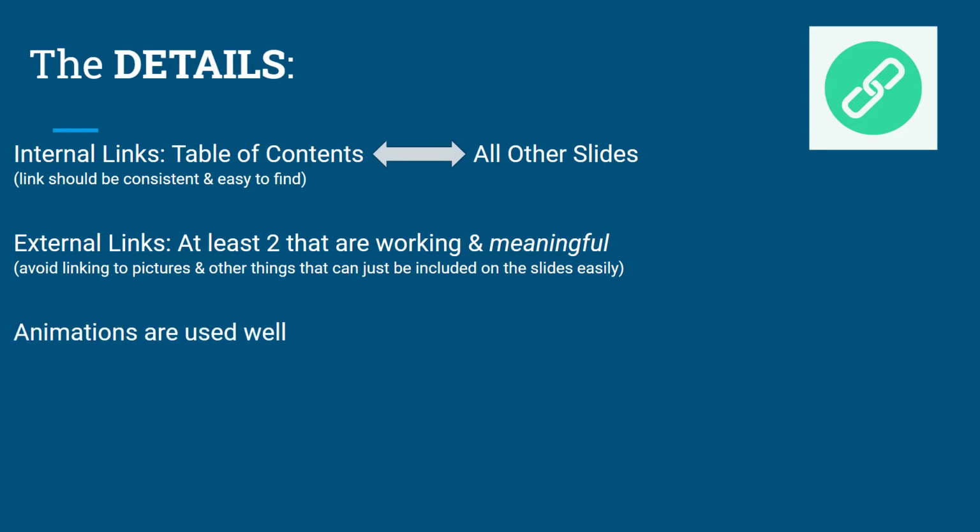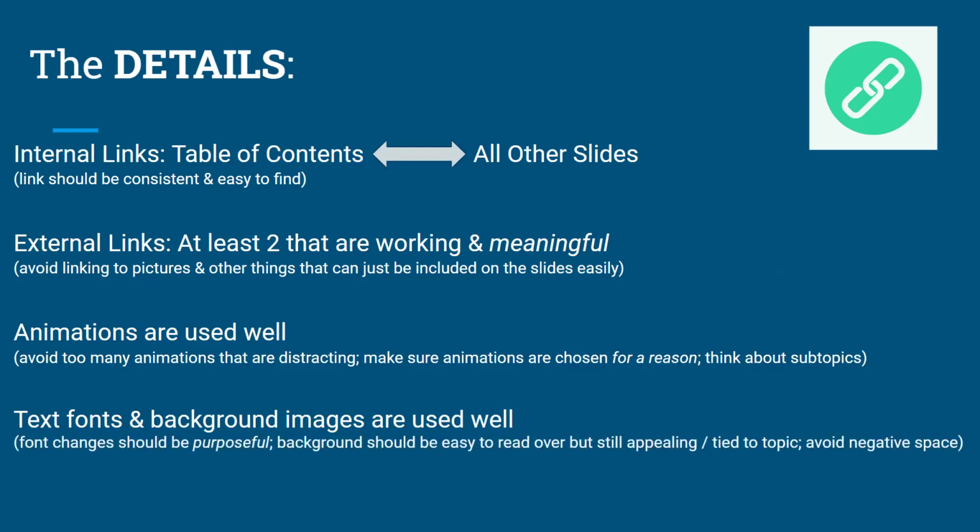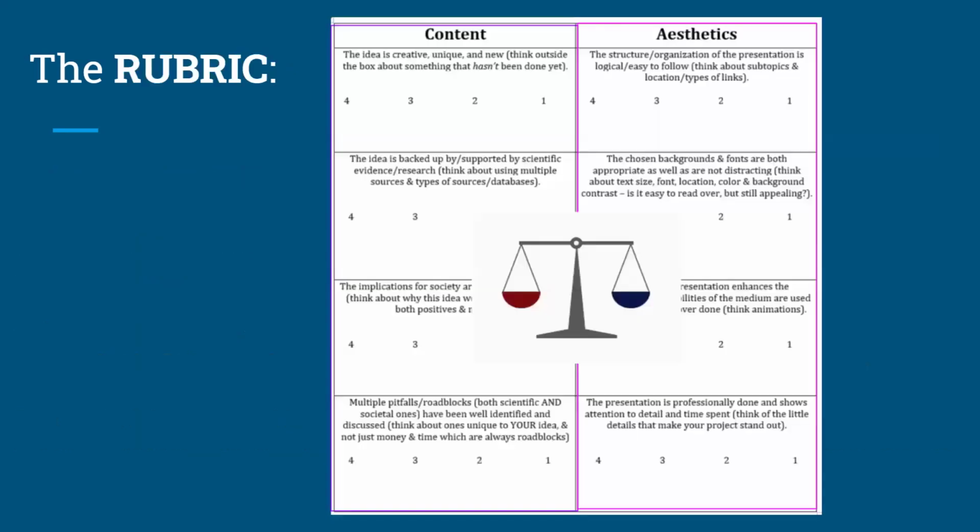Make sure that you have some animations in there and that they are used well. They're not just for annoying purposes. They're actually to bring something to the content, so you don't want ones that are distracting. Think about your reasons and your subtopics and how the animations will relate to them. You need to have text, fonts, backgrounds, and images that are used well, so you're thinking about being purposeful. Your background should be easy to read over, but still appealing and tied to the topic. So avoid too much negative space.